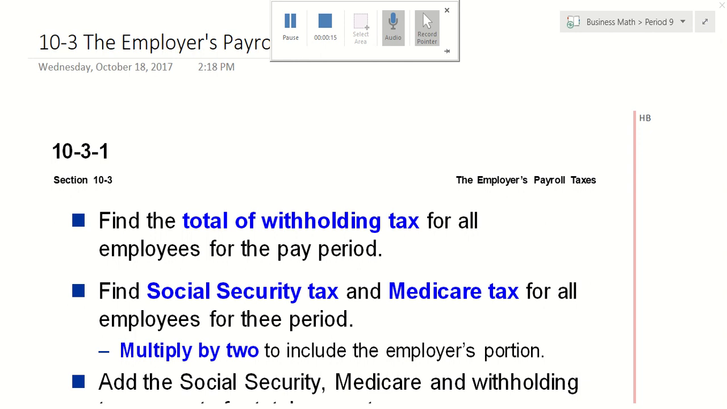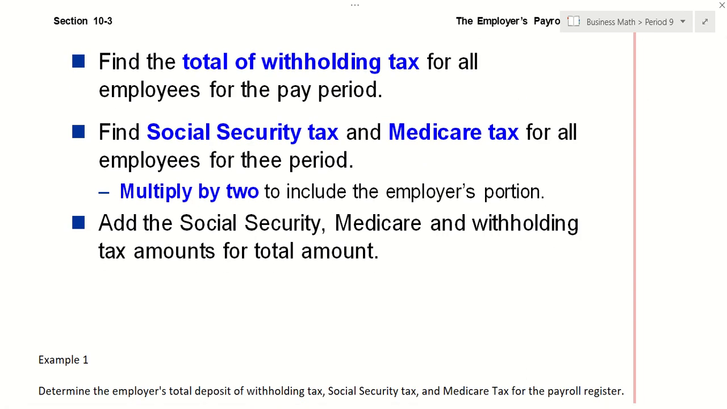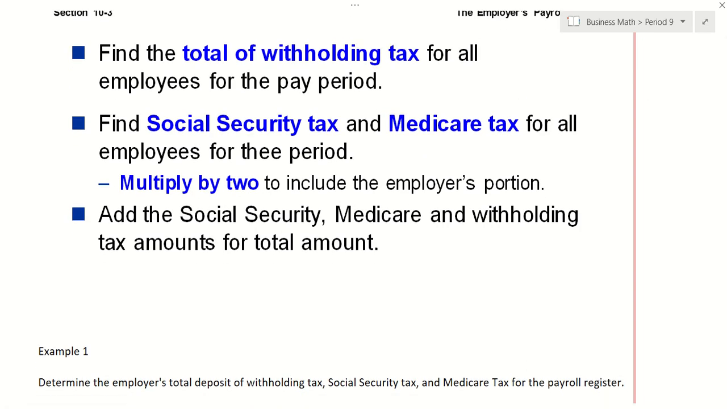So for an employer, they have to find the total withholding tax for all employees for the pay period. They have to find the Social Security tax and Medicare tax for all the employees for the pay period. Multiply by 2 to include the employer's portion. And then you add Social Security, Medicare, and withholding tax amounts to get the total amount that they're going to be paying in the payroll register.